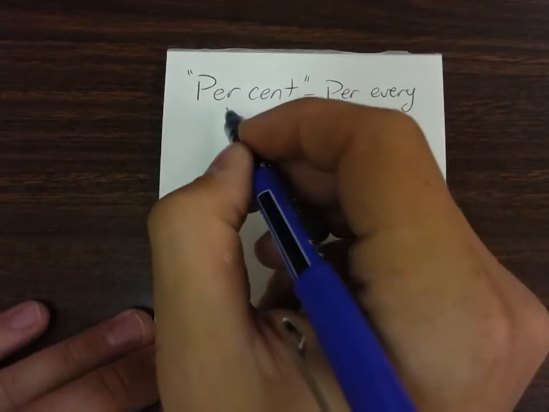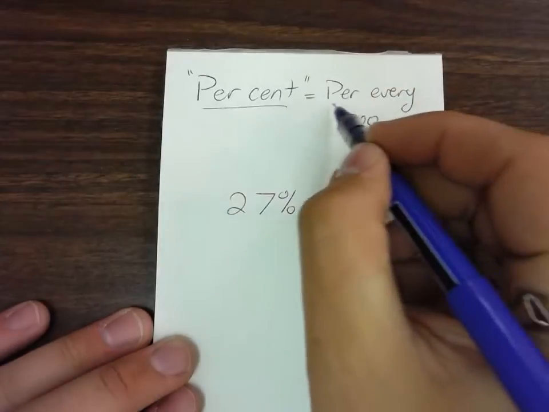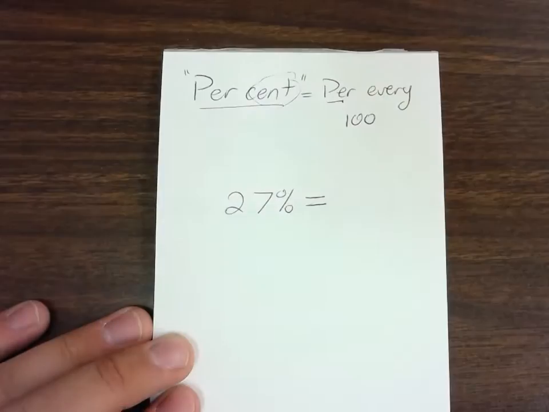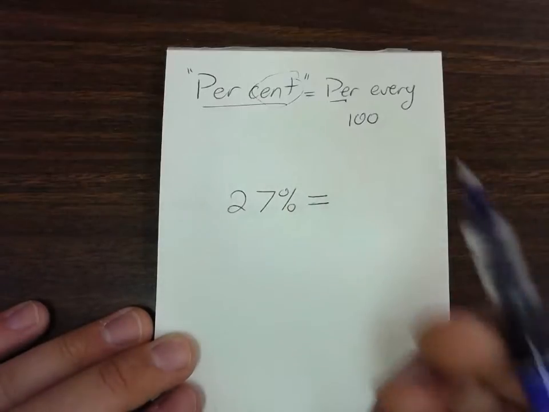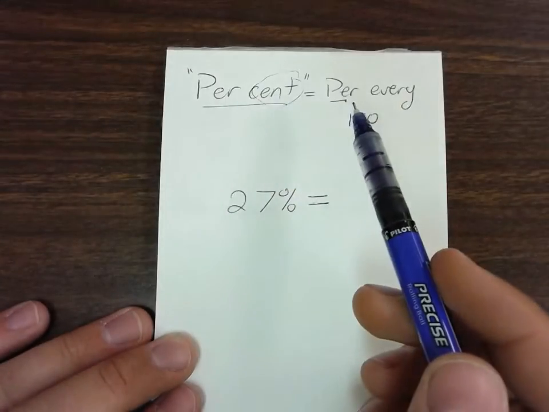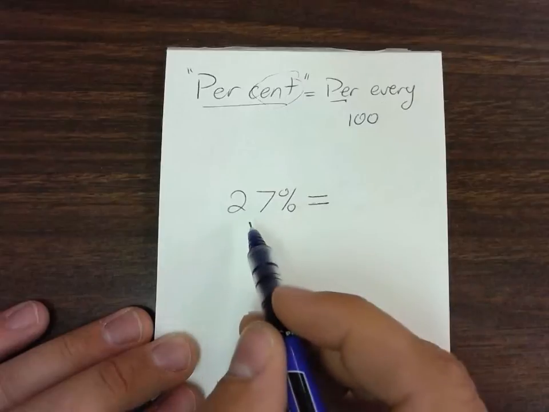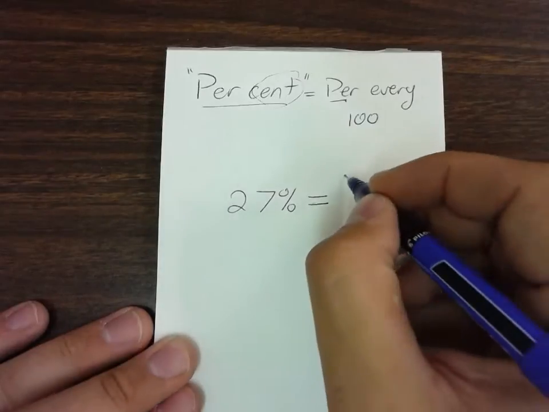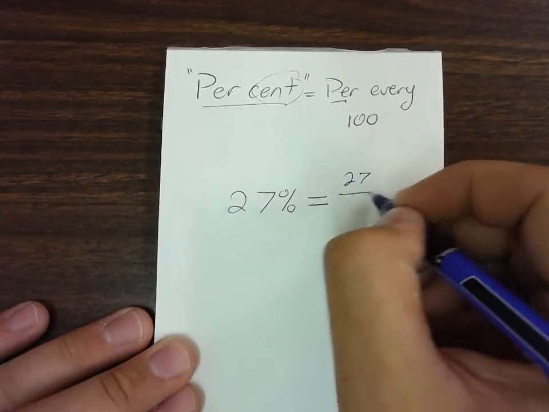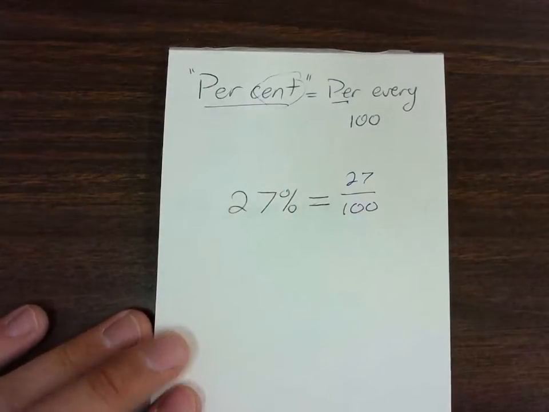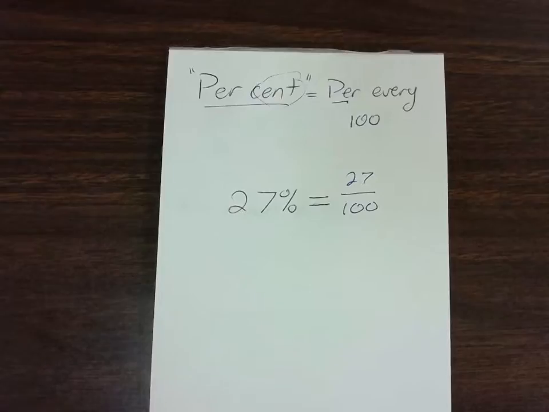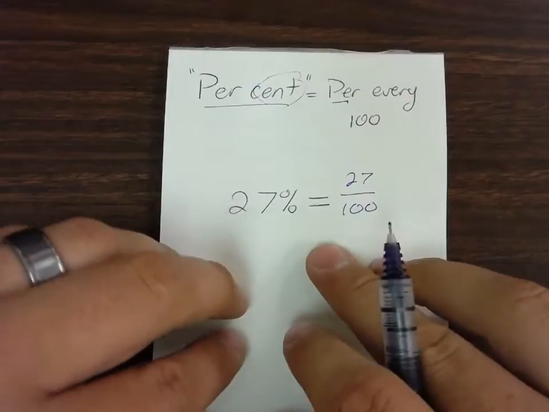Alright, so percent, the word literally means per cent. Think about what cents are. Think dollars. A cent is a penny, right? Has to do with 100. So per cent means literally for every 100. So 27% would be 27 for every 100. Percents are fractions, and they represent parts out of 100. How many are there out of 100?